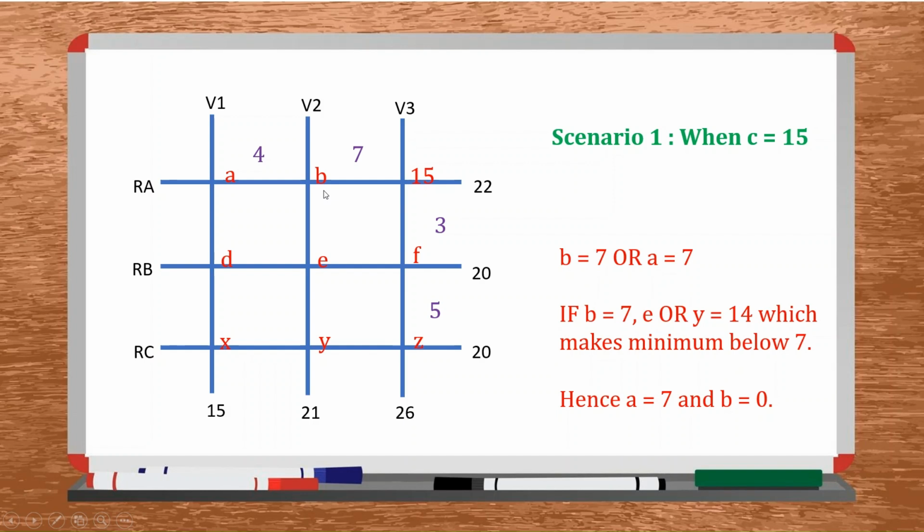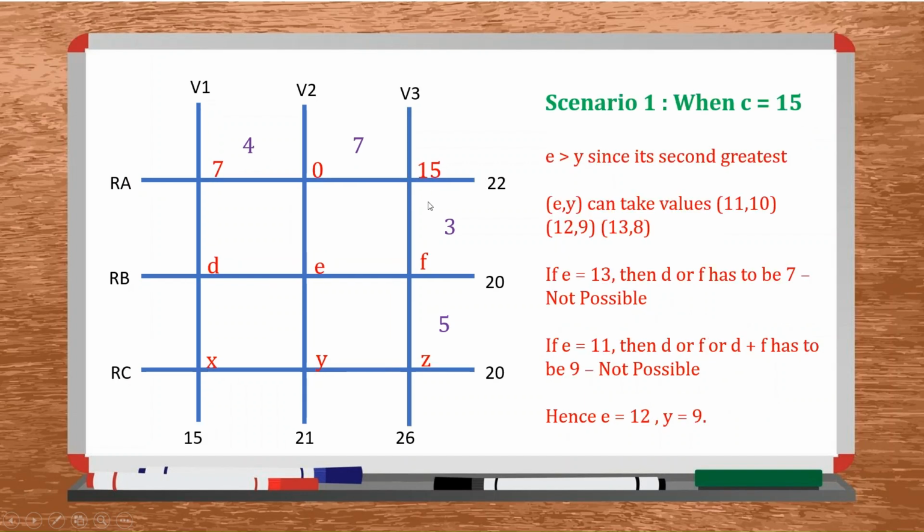So if I place 7 at B, in that case, E or Y would have to be 14. Then if E is equal to 14, then F has to be 6, which is not possible because the minimum value possible is 7. Hence B cannot be 7. Hence A has to be 7. Therefore, the values which we have finalized till now is A equal to 7, B equal to 0, and C equal to 15. Now, let's consider line V2.